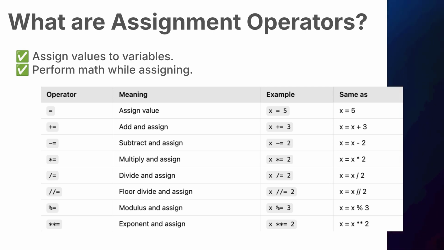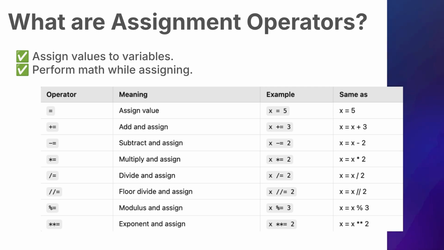First, simple assignment. It just stores the value. Second, add and assign. The example means add 3 to x. It's the same as x equals x plus 3. Others are the same as add and assign. You'll use this a lot when counting things in a loop or updating scores in games.